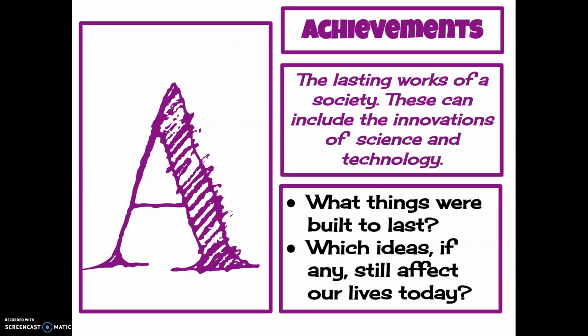So our next one in our spaces is achievements. And achievements can range and look different in the past than they do today. Right now you're thinking, okay, how are their innovations of technology as good as what we have today, or the computer or the phone? But they really were advanced for their time. So please write down achievements: the lasting works of a society. These can include the innovations of both science and technology.